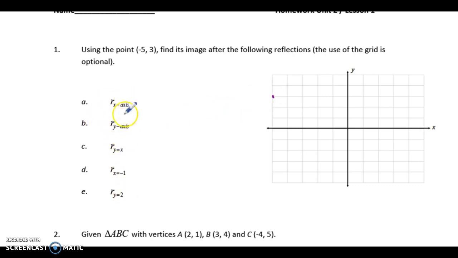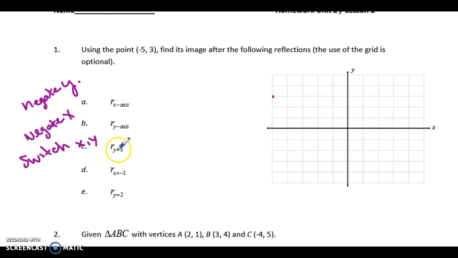reflections. Reflecting in the x-axis, we wrote down a rule for that today. That is negate the y, and then you're going to replot it. The rule for reflecting in the y is negate x. The rule for reflecting in y equals x is switch the x and the y. So you're going to switch the order of the coordinates, keeping in mind that this is x and that's y. All right, so those three are things that we talked about today in class.